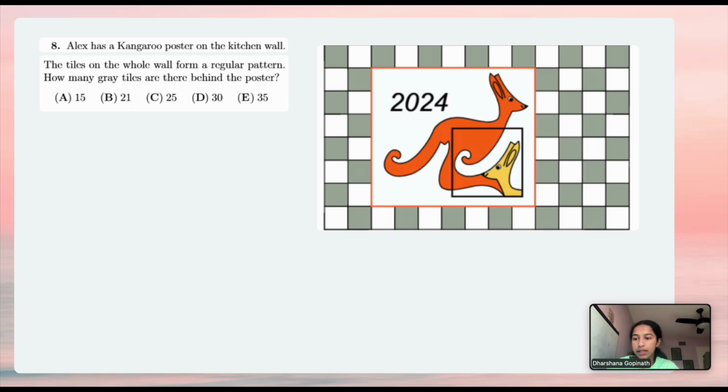So we can notice that there are 6 rows of 7 tiles behind the poster, and there's going to be 3 gray tiles on the first row behind the poster, and on the second row behind the poster there's going to be 4. And since the pattern is a regular pattern, meaning it repeats, you're going to have the same thing all the way down.